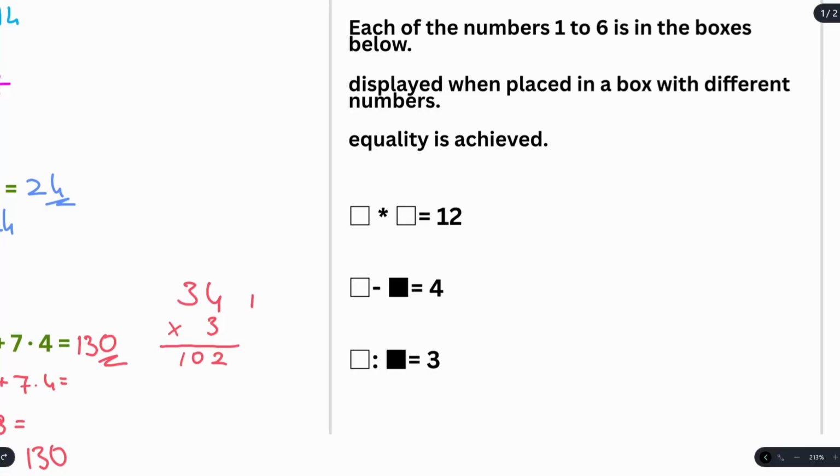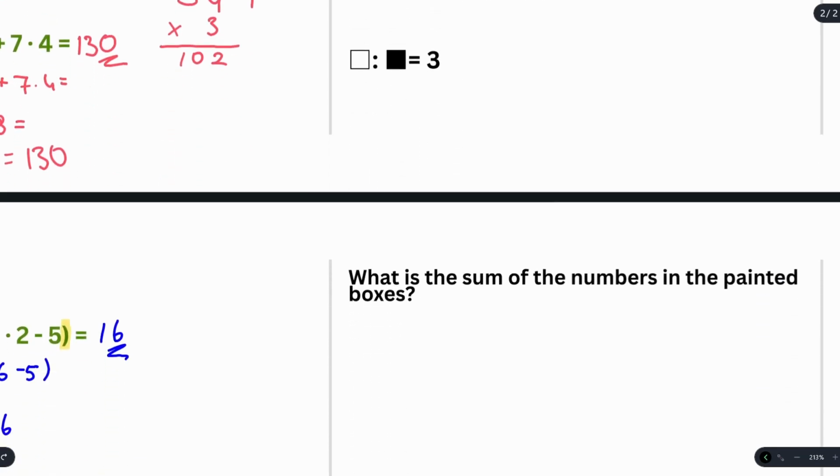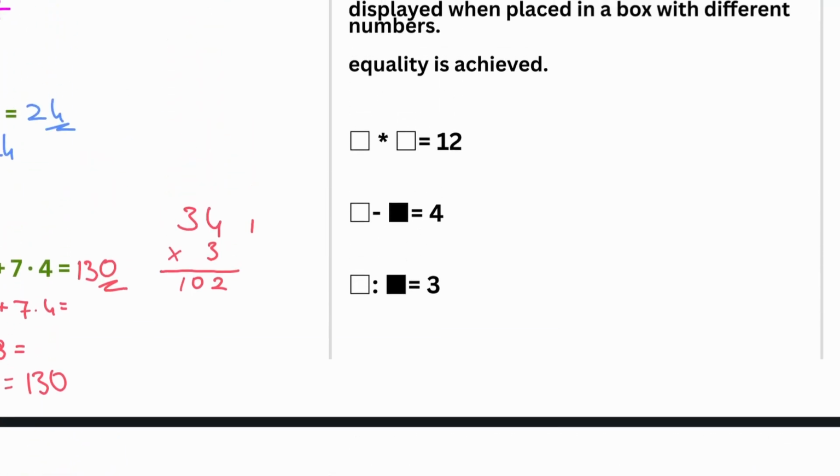The question is saying that each of the numbers from 1 to 6 is in the boxes below. All of the boxes have different numbers, and we should get these answers when we put the right numbers. And it's asking what's the sum of the numbers in the painted boxes. So we have 1, 2, 3, 4, 5, and 6 as our possible answers to the boxes. We don't know which one is which, so we're just gonna try.